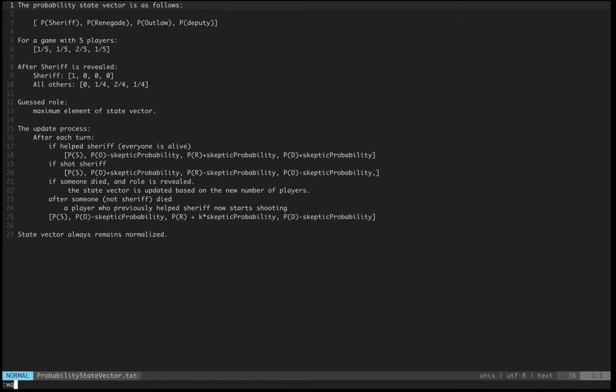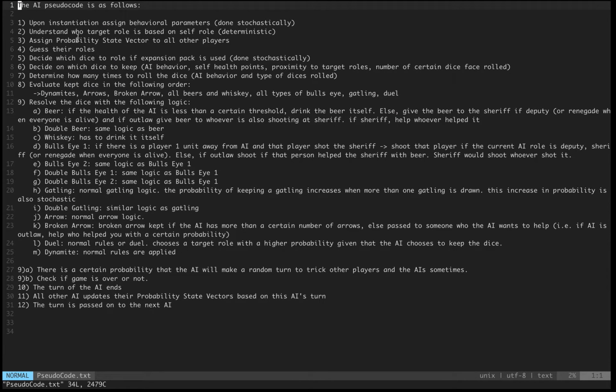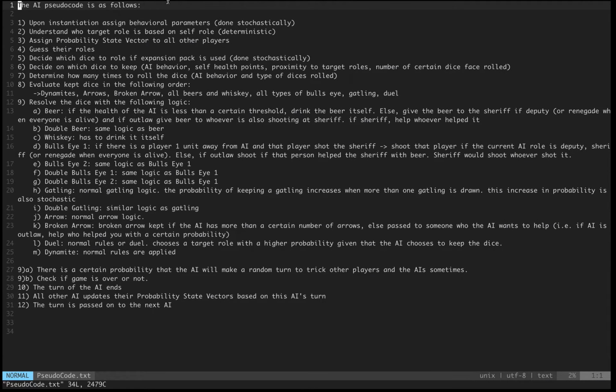So now that we understand how these probability state vectors work, let's look at the pseudocode that the AI uses. Upon instantiation, we assign behavior parameters to each AI, which can be shown as follows. All these parameters, like willing to keep coward dice, willing to trick, willing to keep normal dice, are just certain probabilities that get instantiated to each AI. After that, an AI understands who their target role is based on their own role, which is deterministic in nature. And then the AI assigns the probability state vectors to all other players, and using that in the method that we described previously, it assigns a guess role to all the other players.